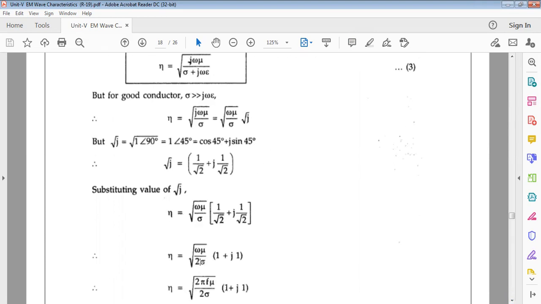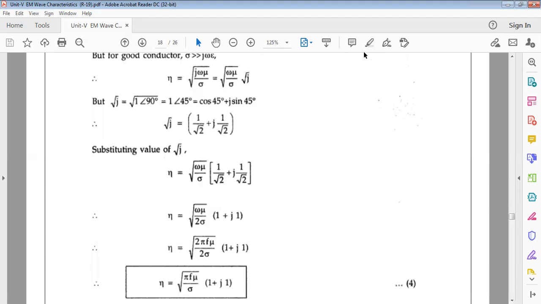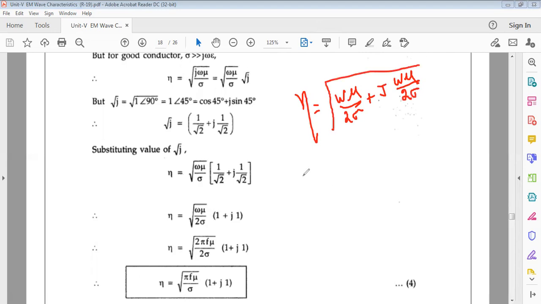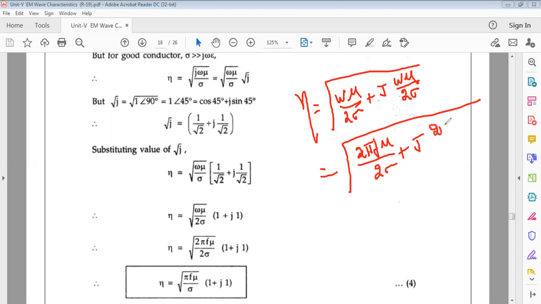Write this here: omega mu by, we got the intrinsic impedance equal to the square root of omega mu by 2 sigma plus j into omega mu by 2 sigma. Okay, my dear friends, we can change this in terms of the normal frequency: 2 pi f into mu by 2 sigma plus j into 2 pi f mu by 2 sigma.